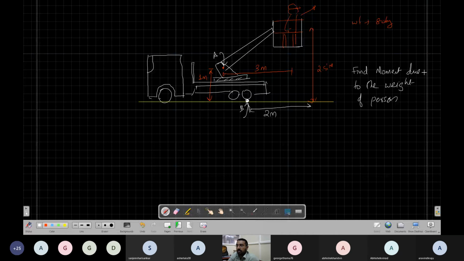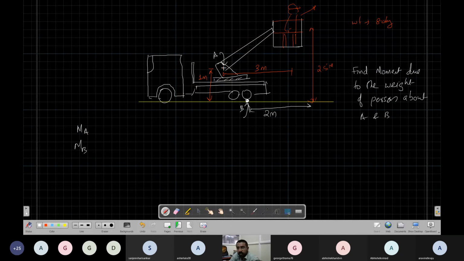So you have to find the moment due to the weight of the person about A and B. Okay. So how do you find that? How do you find that? You can try. I'll give you 2 minutes. It is fairly simple. Try, then tell me the values.